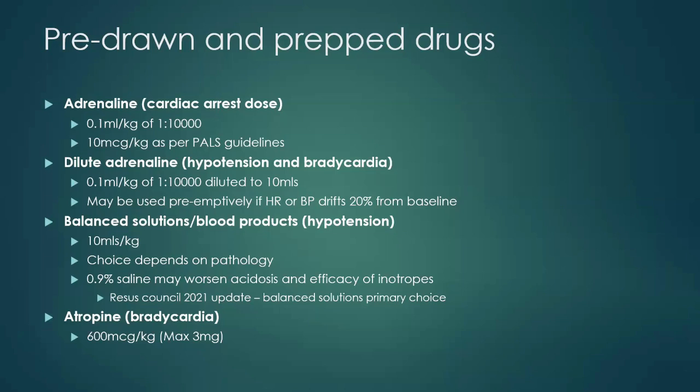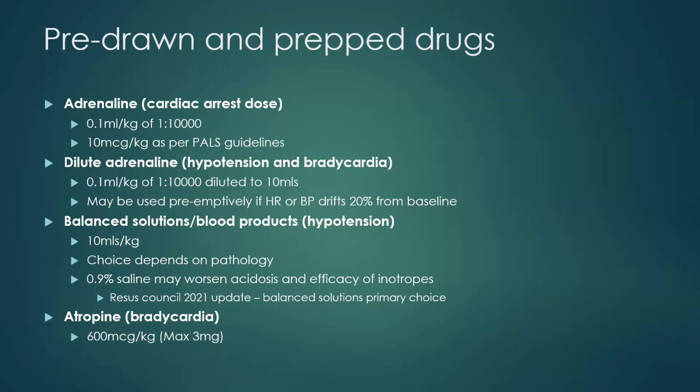You also need dilute adrenaline. This is for your hypotension and bradycardias. So here you're going to take 0.1 micrograms per kg of the 1 to 10,000 solution. So 1 mL of that diluted down to 10 mL. You can use this preemptively, and what they suggest is actually if the heart rate or blood pressure drifts 20% from your baseline.